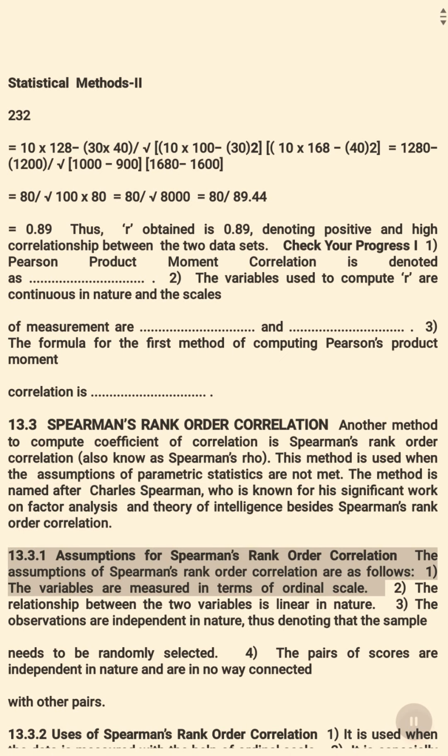13.3.1 Assumptions for Spearman's rank order correlation. The assumptions of Spearman's rank order correlation are as follows. 1. The variables are measured in terms of ordinal scale. 2. The relationship between the two variables is linear in nature. 3. The observations are independent in nature, thus denoting that the sample needs to be randomly selected. 4. The pairs of scores are independent in nature and are in no way connected with other pairs.